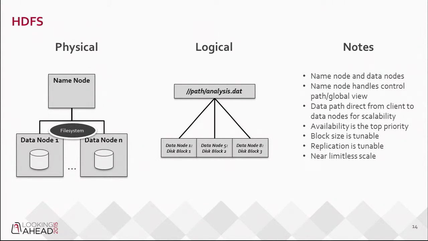So this ends up being very scalable. That wouldn't have been possible without divorcing the control path from the data path and the actual movement of the data out to the applications. Availability is the top priority.